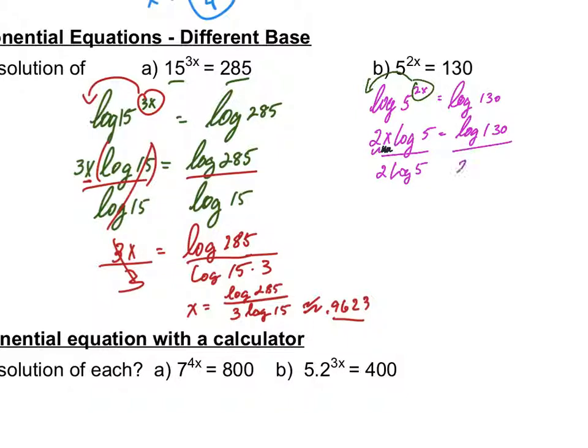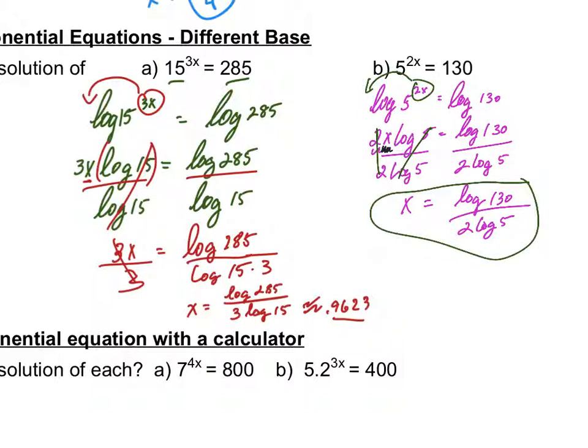And if I divide the other side by 2 log of 5, my log of 5 cancels out to 1, my 2's cancel out to 1. So I'm just left with x equals the log of 130 over 2 log of 5. And there you have it. You have isolated your variable, and that is x. And if you put that into the calculator, x is going to be equal to approximately 0.738.